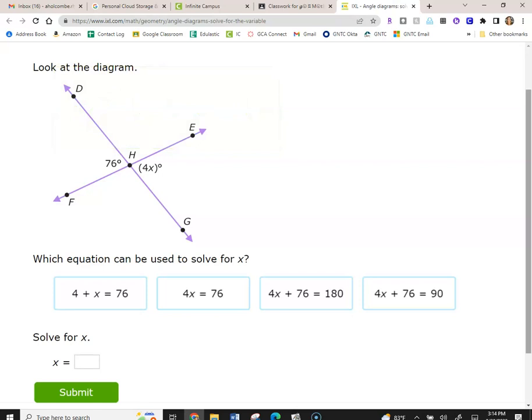All right, look at this one. What equation could be used? What's the relationship of the info they gave you? Are they equal? Add to 90, add to 180, or add to some other number that they tell you? Equal. They're equal. So it would be the one where they're equal. That one, right? And then 76 divided by 4. 9? I mean, not 9. 19? Yeah.